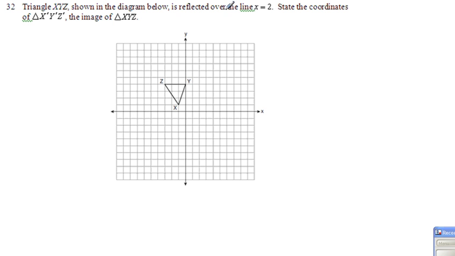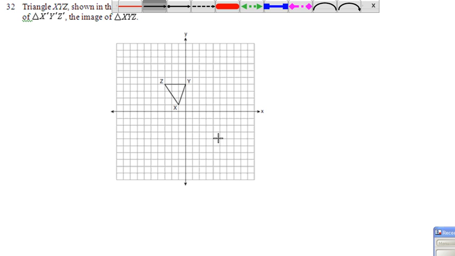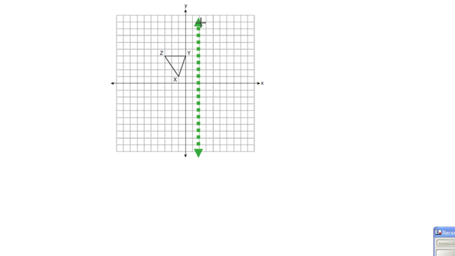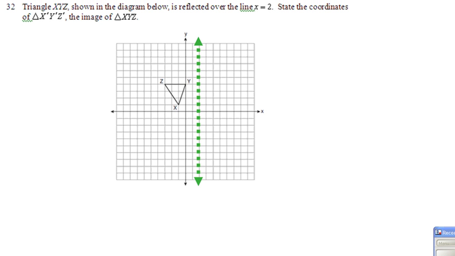We like to show that this triangle will be reflected over the line x equals 2. X equals 2, in fact, will be right over here. The vertical line, there we can just raise this one up this way. Now, state the coordinates of X prime, Y prime, and Z prime of the image of the original triangle.